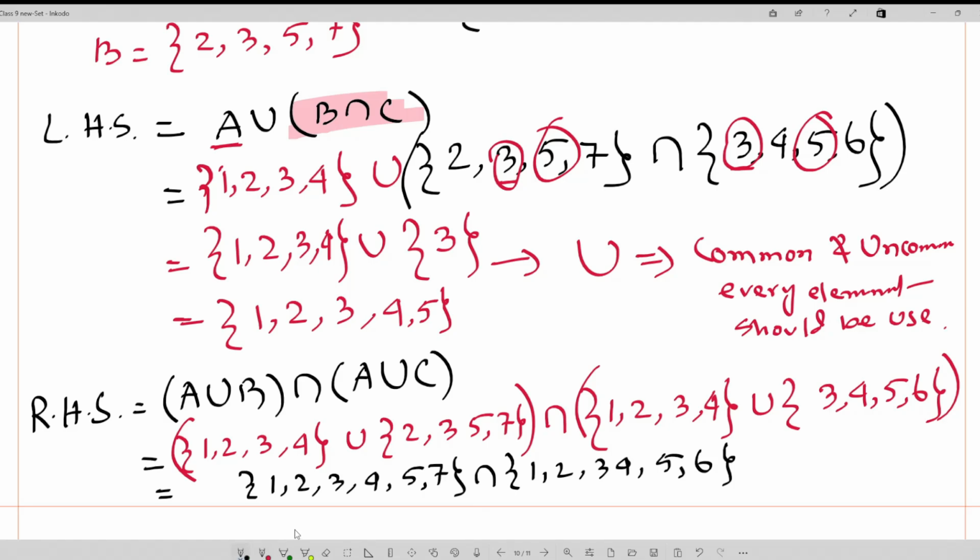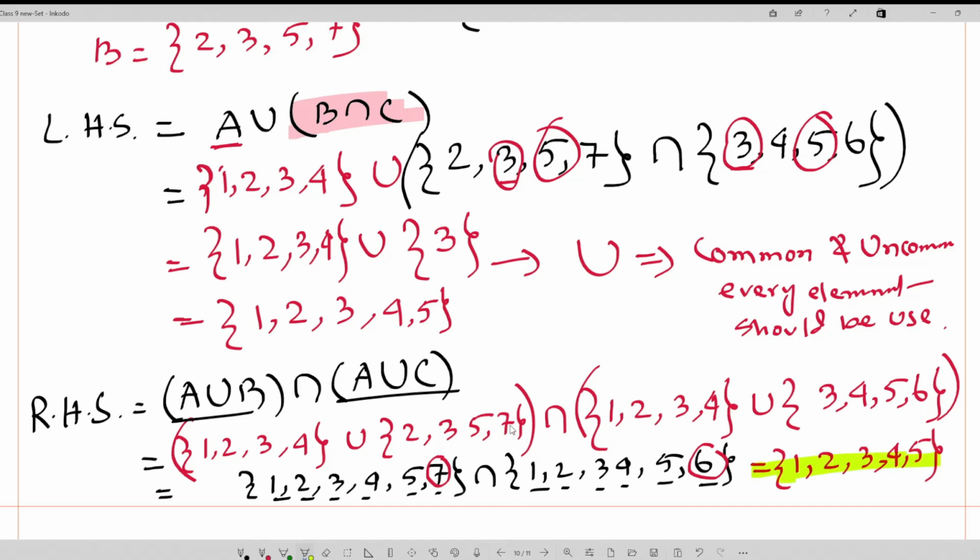Now look, once we take the intersection between A union B and A union C, we get A union B: 1, 2, 3, 4, 5, 7, and A union C: 1, 2, 3, 4, 5, 6. Look, here 7 is not available on the right side and 6 is not available on the left side. Therefore the common elements are 1, 2, 3, 4, 5, and this is our answer.